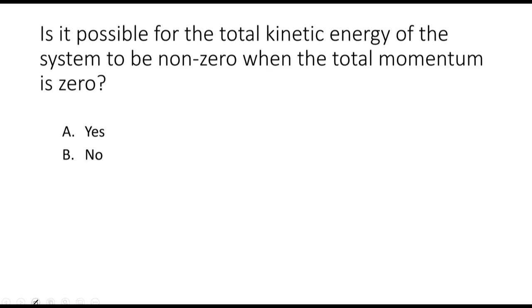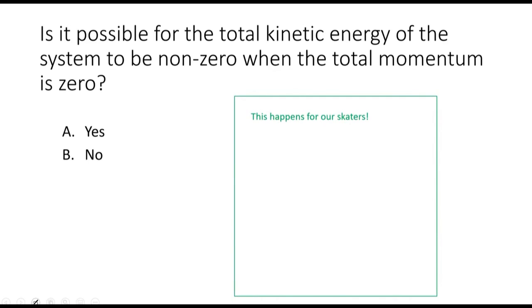All right, so let's do a quick thought problem here. Is it possible for the total kinetic energy of the system to be non-zero when the total momentum is 0? I'd be thinking about the last problem. What did we just get in the last problem? What was the kinetic energy? In that last problem, remember that we had some final velocity for our skaters that was non-zero for each skater. We found that v2 final was equal to minus v1 final divided by 2, right?